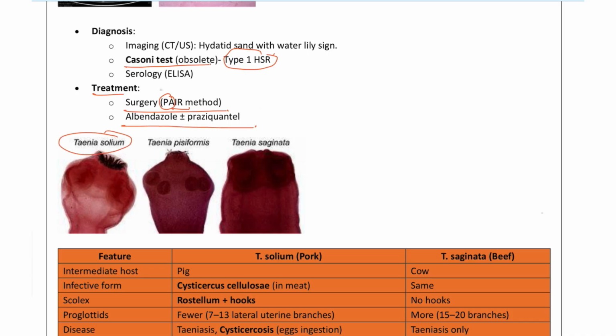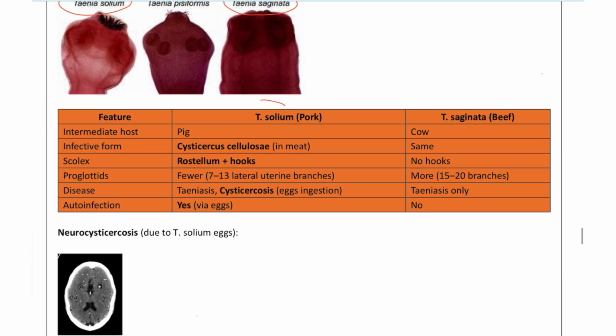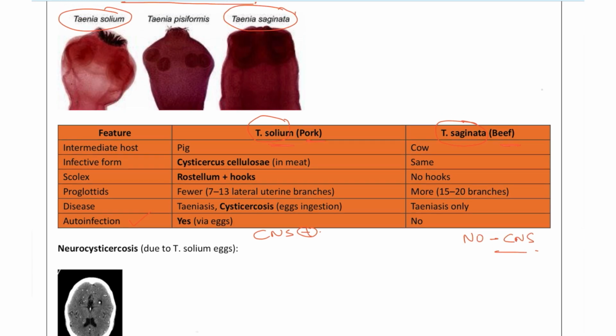Next is Taenia solium versus Taenia saginata. Solium is due to pig, pork. Saginata is due to beef commonly. Solium is going to cause auto-infection, as well as CNS infection also, whereas with saginata no CNS involvement is seen. Okay, first thing that you have to remember. Next, solium also has the hooks, right? The saginata does not have any hooks, and like this you are going to identify the saginata, and if hooks are present, then it is a solium.